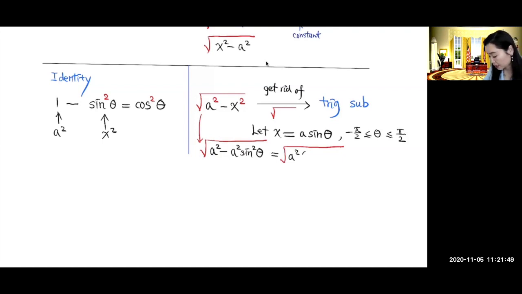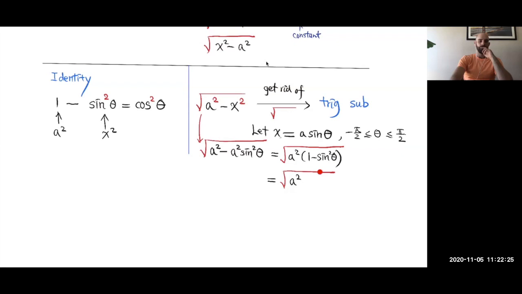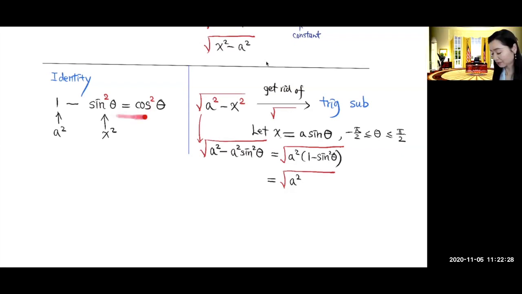And then we have 1 minus sine squared theta, and this is going to be the square root of a squared times this quantity. You see what's happening over here? Just pay attention. 1 minus sine squared theta is equal to what? Cosine squared theta. That's equal to cosine squared theta. So we're using this identity over here.